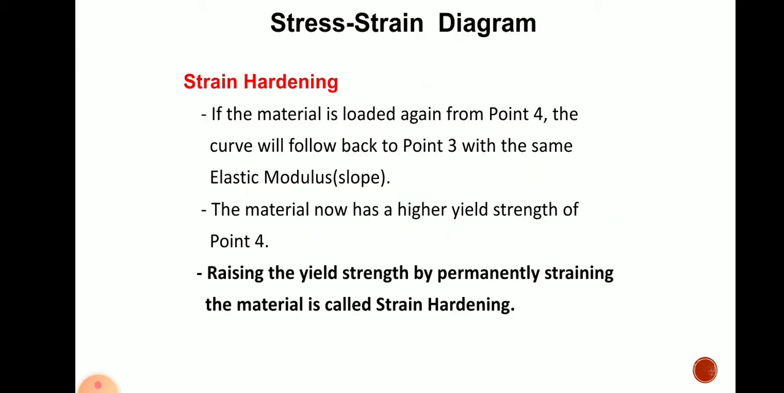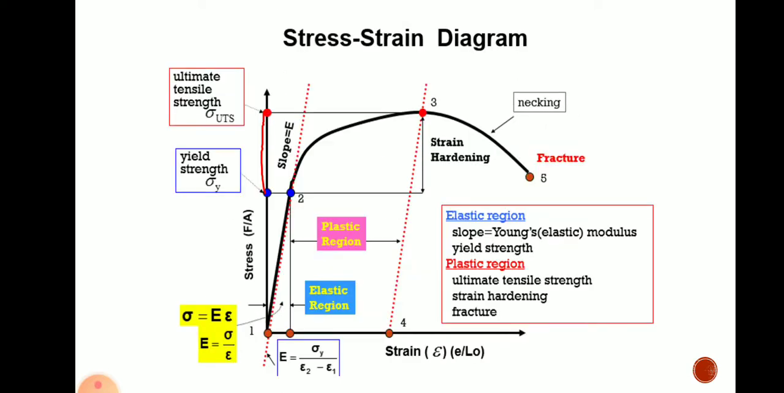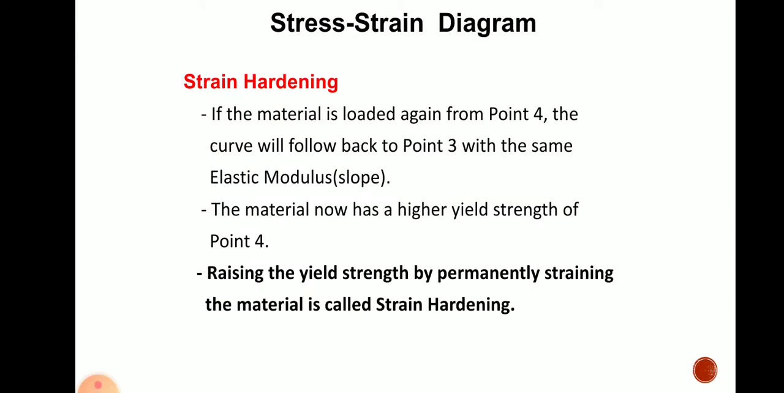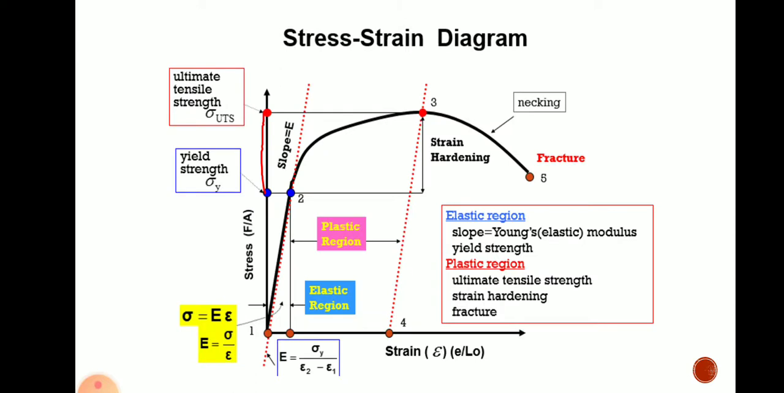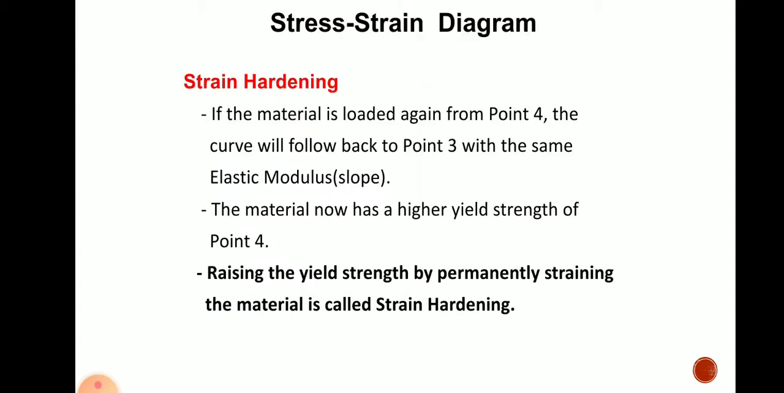Now that means the yield strength has increased. How have you increased it? By permanently straining the material, because from 1 to 4 there is a permanent strain, and due to that permanent strain there is an increase in the yield strength of that material. So this is called strain hardening, isn't it? The material will now show a higher yield strength point, and that yield strength point will be 3 now, instead of 2, if you load it from point 4 to point 3. That is called strain hardening.